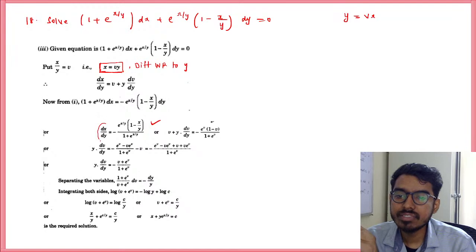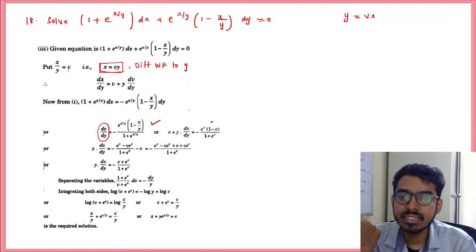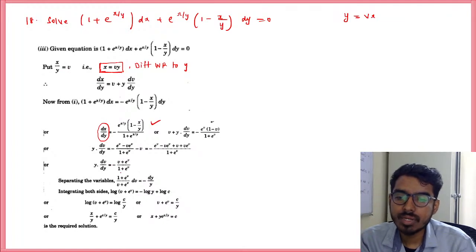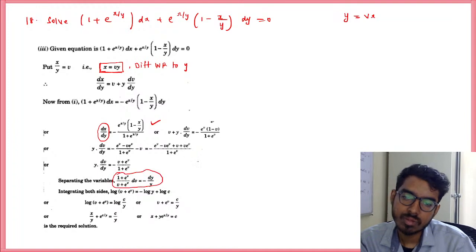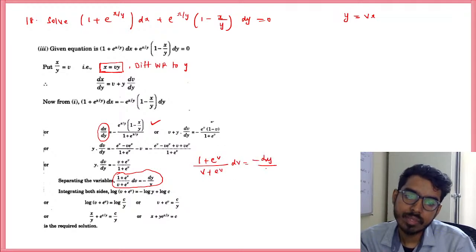After that you replace dx by dy as v plus y into dv by dy, and wherever you have x by y, you can write that as v, right? Or x is equal to vy. So after separating the variables, we'll end up with (1 plus e power v) divided by (v plus e power v) dv is equal to minus dy by y.